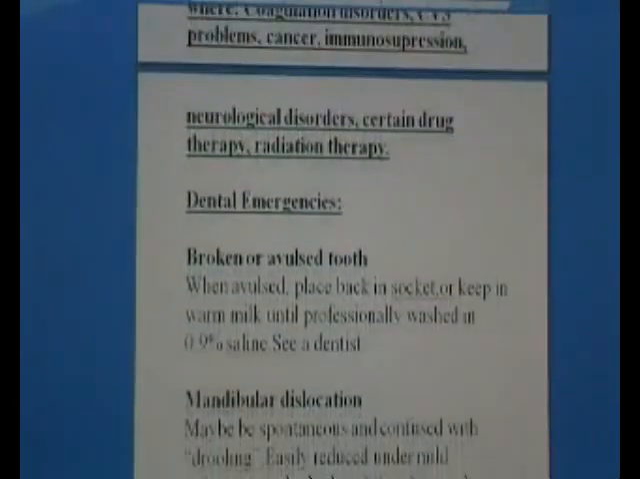Dental emergencies, yes there are some, and you'll have to deal with a broken or avulsed tooth. Patients get very distressed, very expensive teeth. You can put the avulsed tooth back into the socket, or keep it in warm milk until it can be professionally washed and sent to the dentist in the morning.